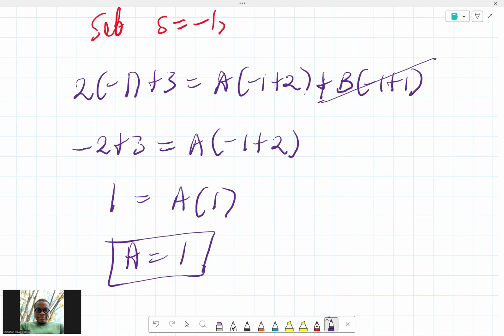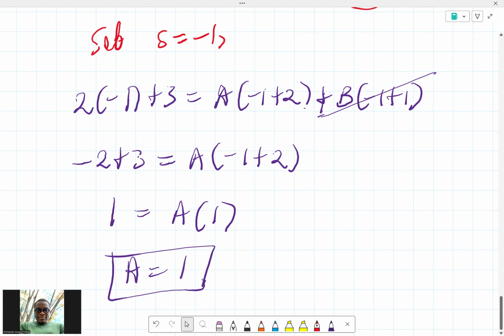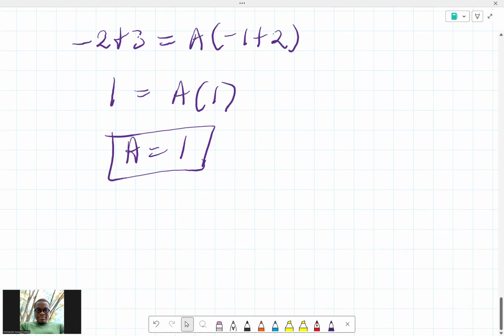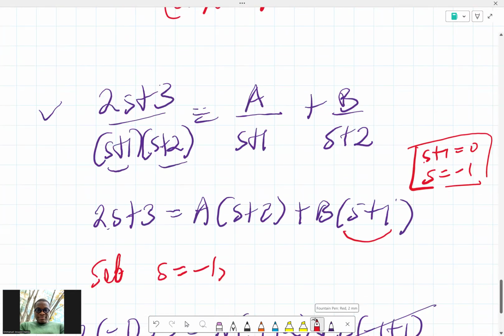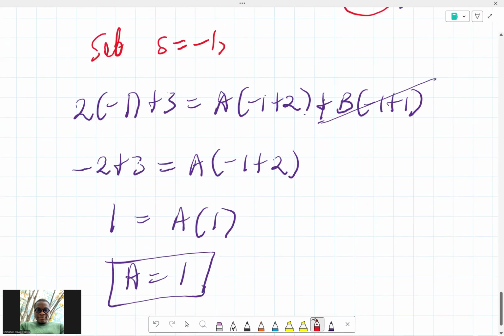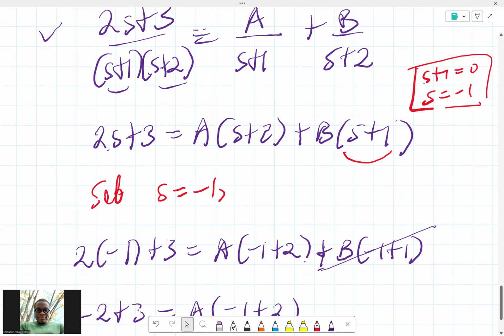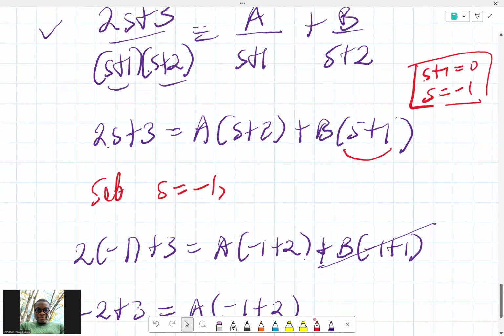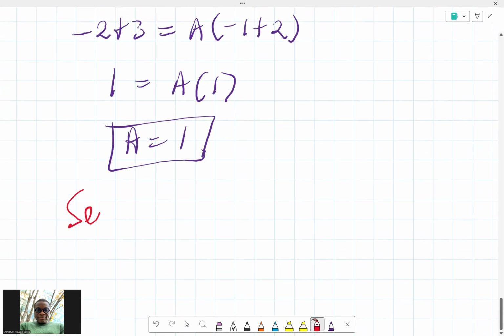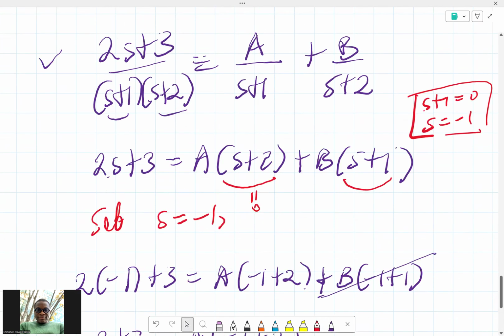We have that. So the next thing we want to do is find B. So we can use the cover-up method also to do that. If you want to eliminate A, then do cover up for this one too. Set this one to 0. And that means that s will be minus 2. So we just say set s to be minus 2. So if s is minus 2, what do we have?